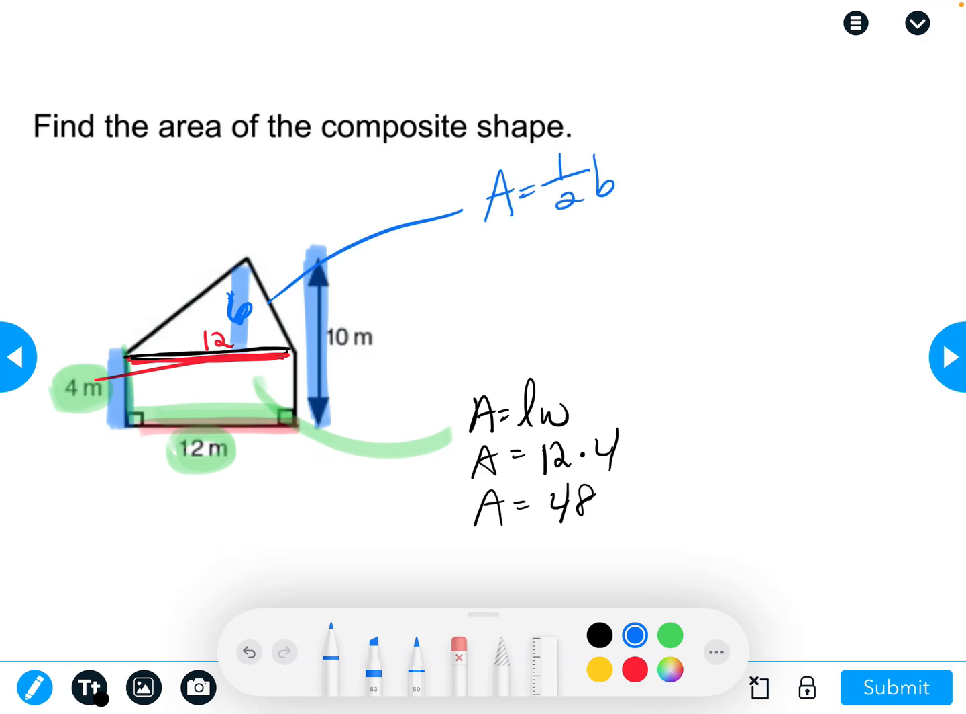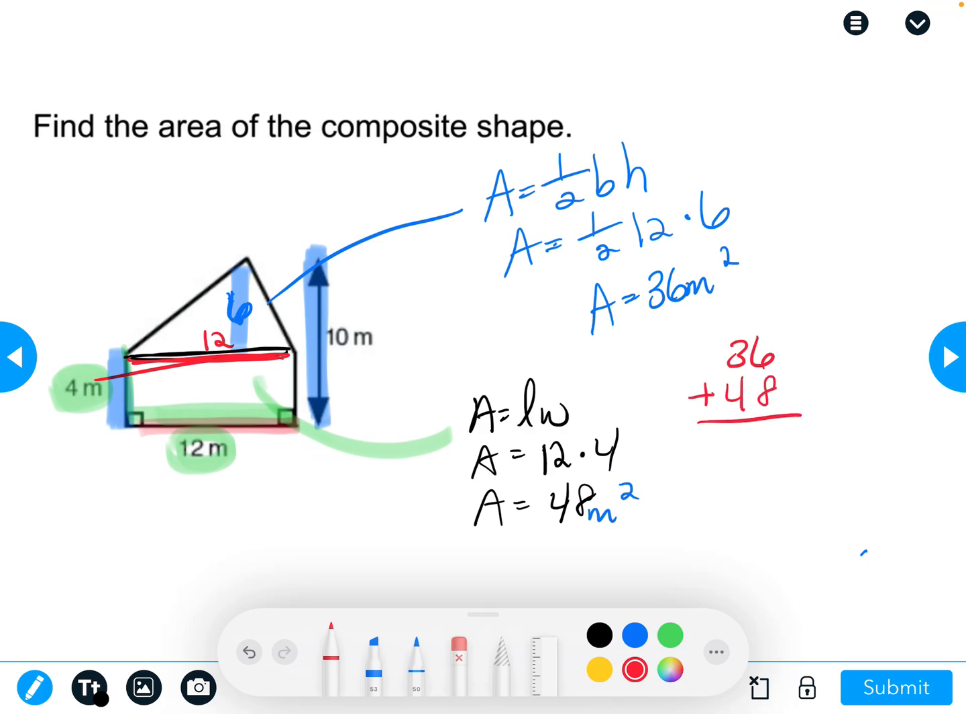Area is equal to 1/2 the base times the height. So we have 1/2 of 12 times 6. And 1/2 of 12 is 6, and 6 times 6 is 36. So that section's area is 36 square meters. Forgot to put my label down there. And now we can add them together. So 36 plus 48, we got 84 square meters for the total area of the composite shape.